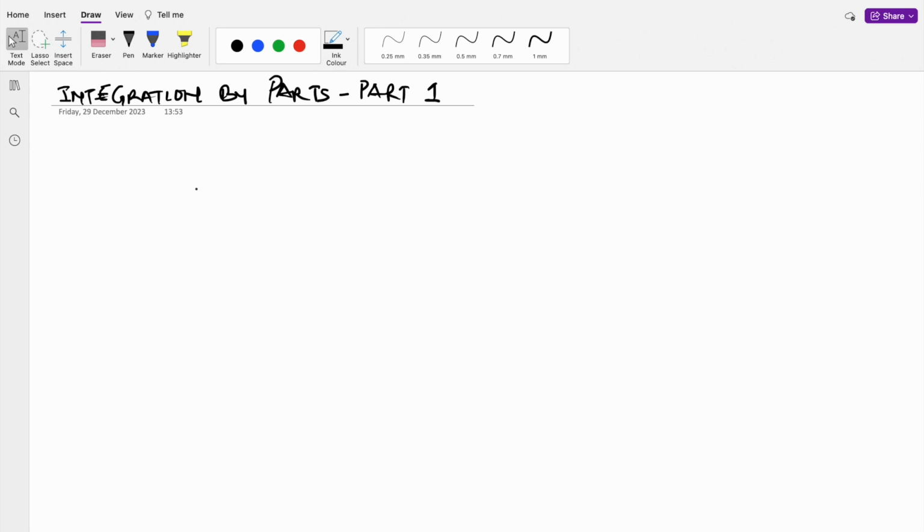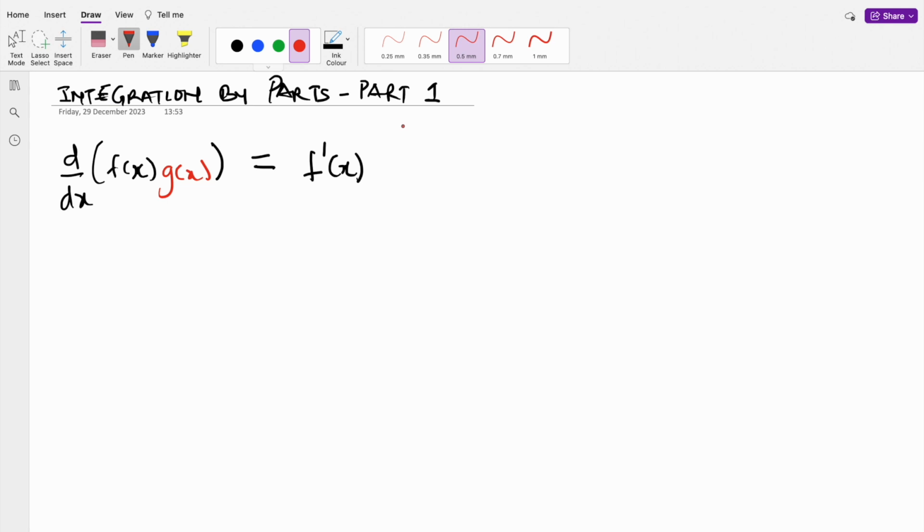So just for instance, if you recall well, if you have the derivative of f of x times g of x, this simply implies that you differentiate first f of x, then your g of x, then plus your g prime of x, f of x.